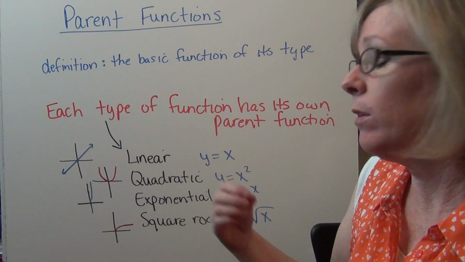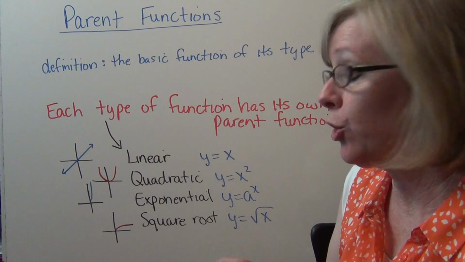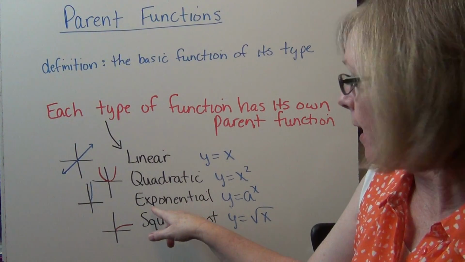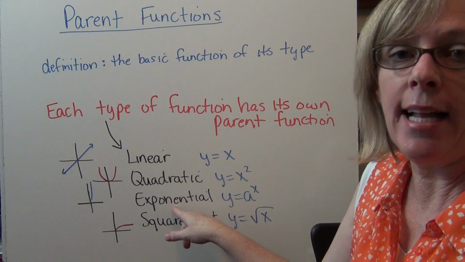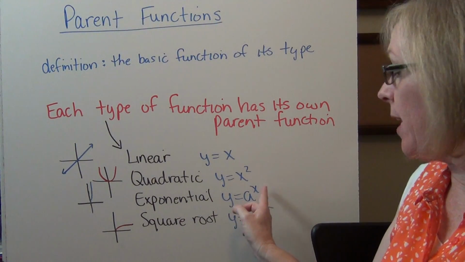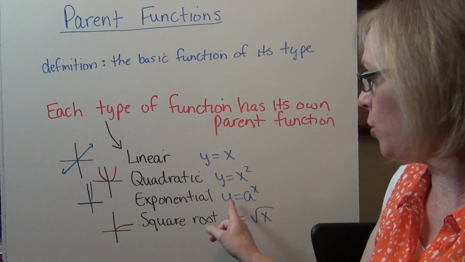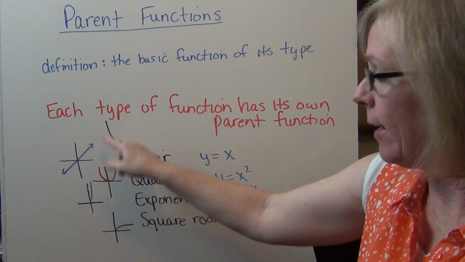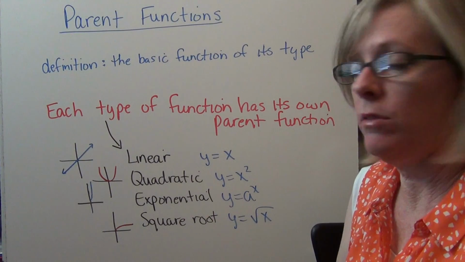Now, I'm not sure what you had last year, but you should have had in algebra an introduction to the exponential function. Exponential function means that x is now the exponent. y equals a some number to the x power. That makes an exponential function, and it looks like this, starting at 1 and going up in a strong curve.